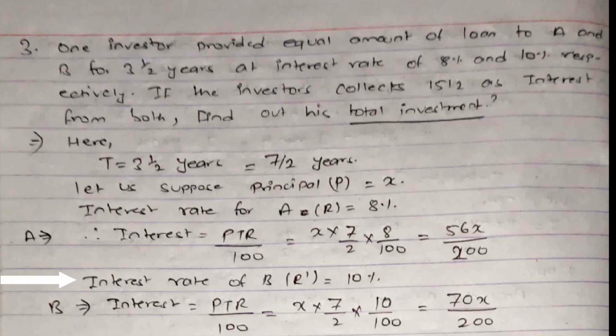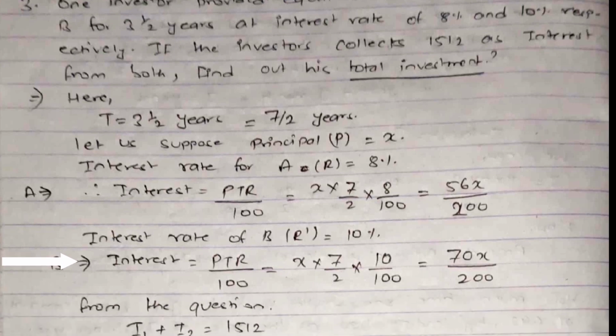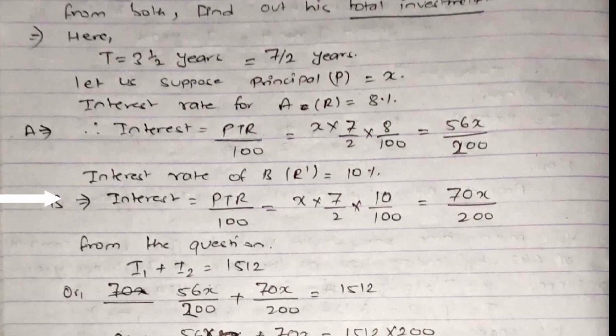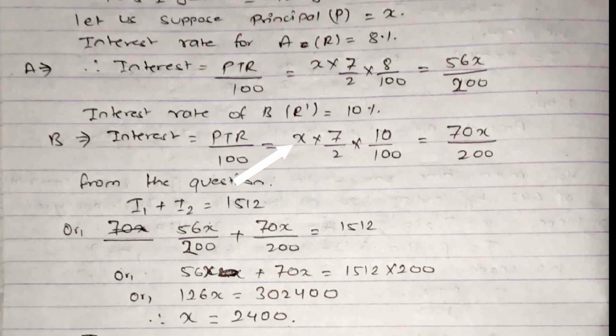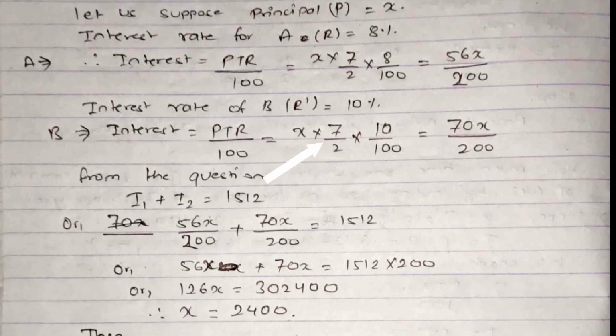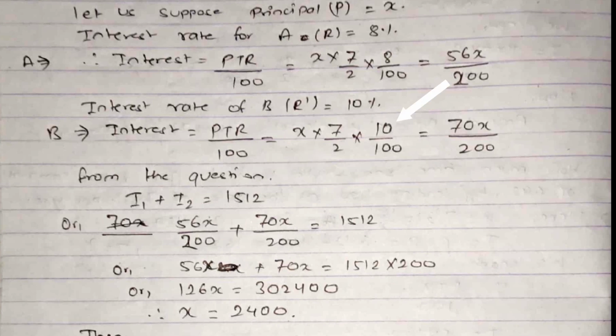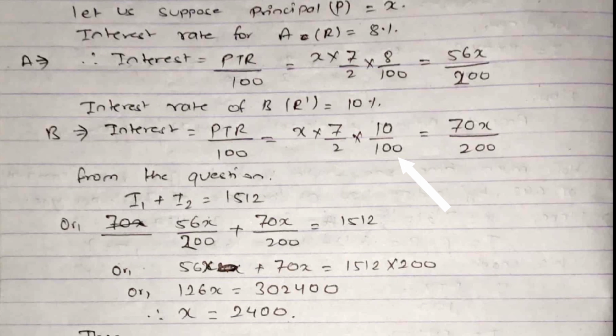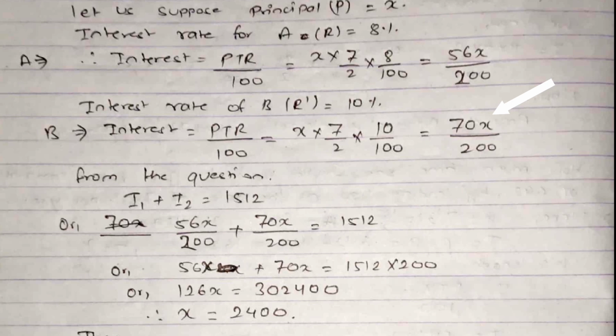Now for calculation of interest for B, we have rate of interest is 10%. Therefore, R dash, which is the rate of interest for B, is equal to 10%. We know the formula for simple interest, PTR by 100. So putting the value of each and every term in the formula, principal is x and time is 7 by 2 years, which is the same for both A and B, and the rate of interest is 10%, which is divided by 100. 100 comes from the formula itself. So multiplying and calculating all those terms, we get 70x by 200.